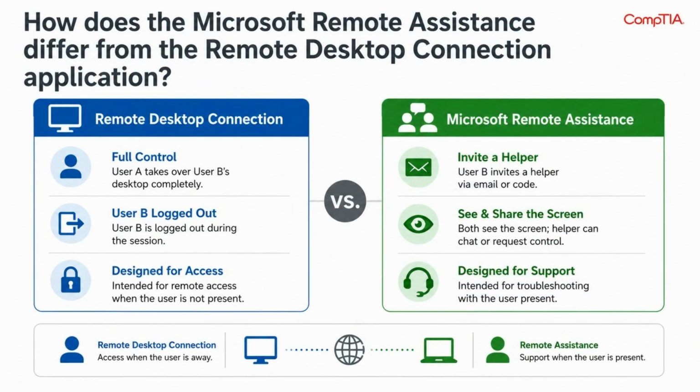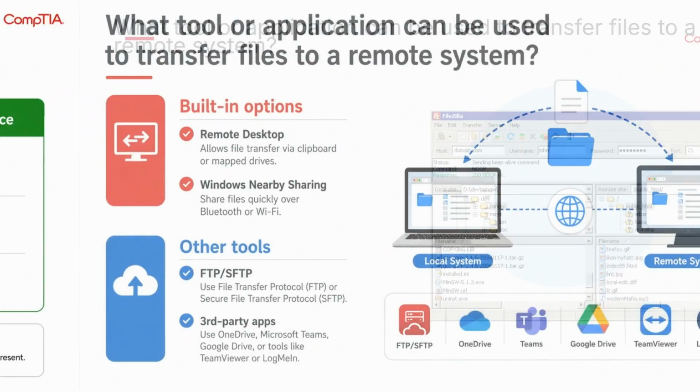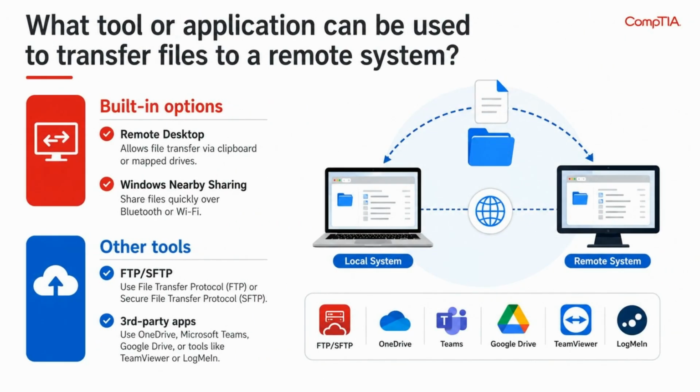Understand the difference between remote desktop and remote assistance. While remote desktop takes full control and logs the other user out, remote assistance allows both parties to see and control the desktop, perfect for training. When you need to transfer files, options range from built-in remote desktop capabilities and Windows Nearby Sharing to dedicated protocols like FTP or third-party applications like OneDrive and TeamViewer.